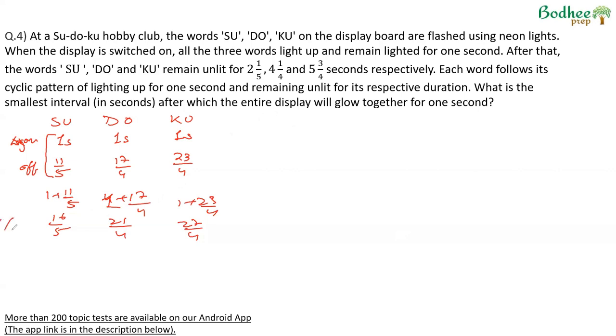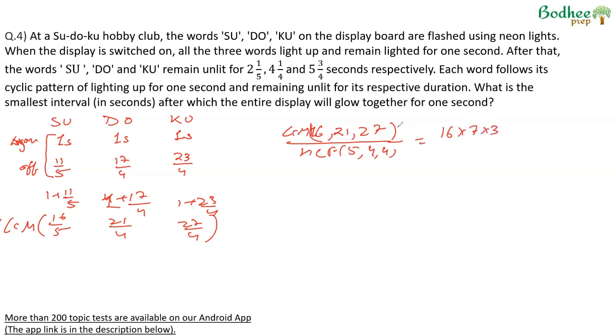So when will this happen simultaneously? Just take the LCM: LCM of 16, 21, and 27 upon HCF of 5, 4, and 4. 16 is 16, 21 is 7 into 3, 27 is 9 into 3. HCF of 5, 4, 4 is 1.